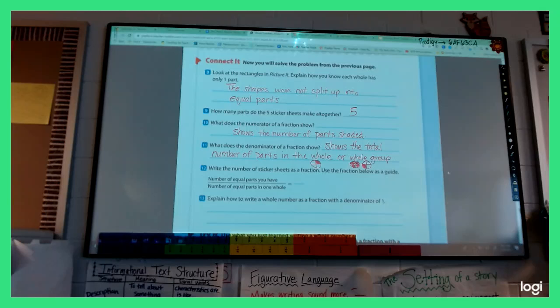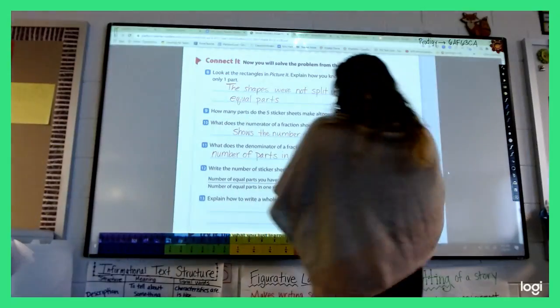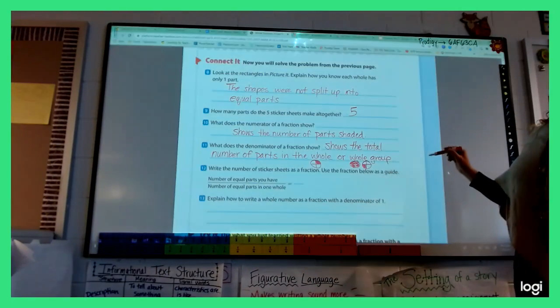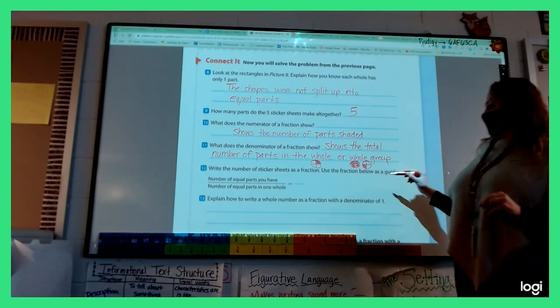Okay. Questions on number 9, 10, or 11? We're almost done. Number 12. Write the number of sticker sheets as a fraction. Use the fraction below as a guide.